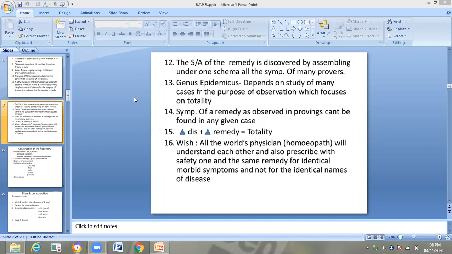According to Dr. Boenninghausen, he said that repertory is a means to an end and never an end in itself. It is the bridge of knowledge between the physician and the chronic disease or patient. The repertory is nothing but a bridge between the patient and the physician. So it is said that the repertory is a means to an end but never an end in itself.